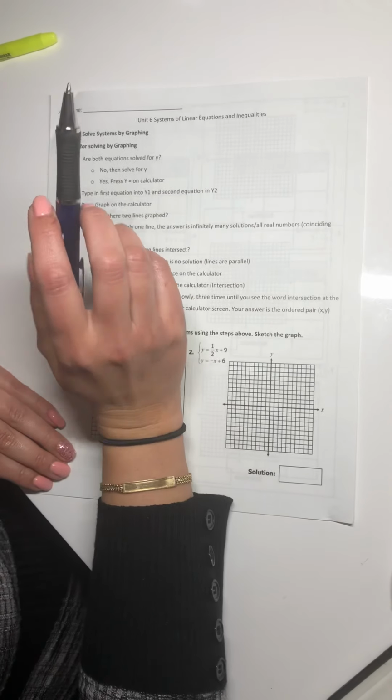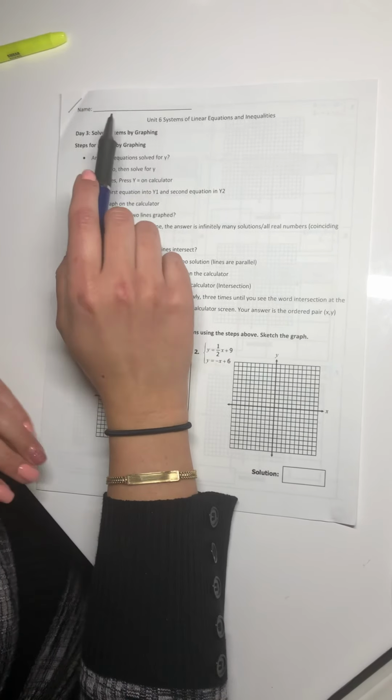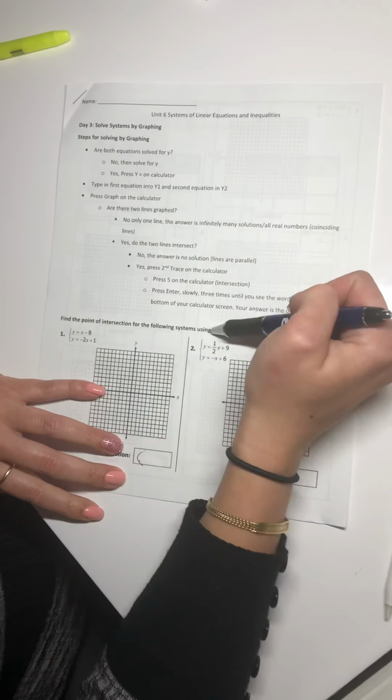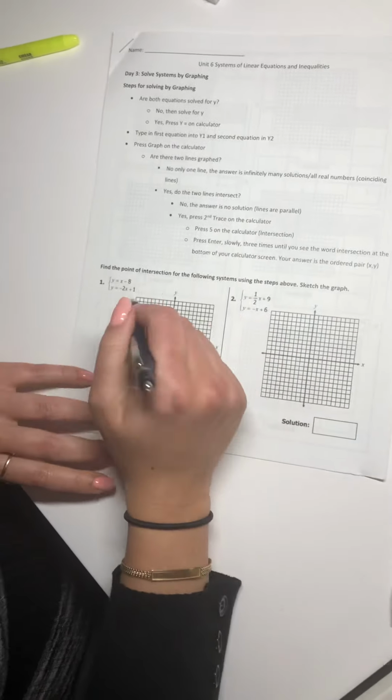Okay guys, today is unit 6, day 3. We're going to solve systems by graphing. Those are the steps you have to follow. I'm going to do example 1 for you.